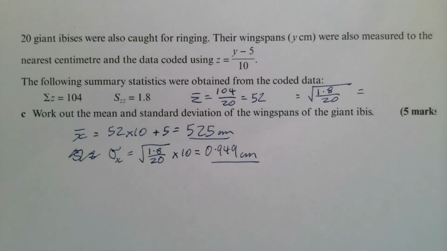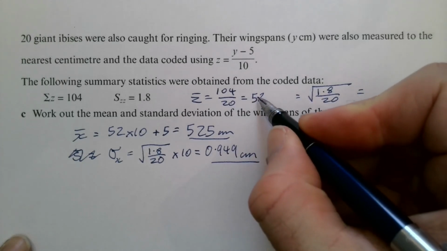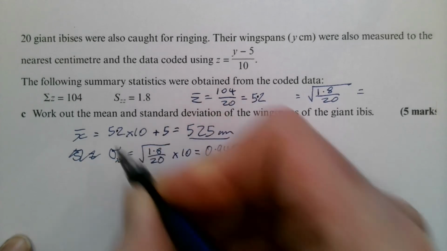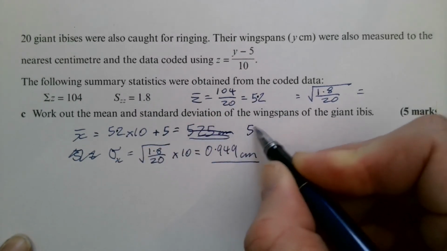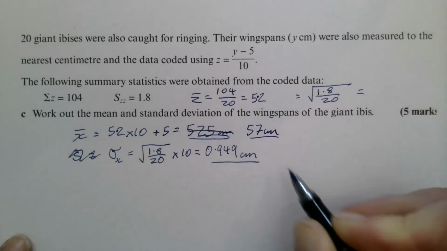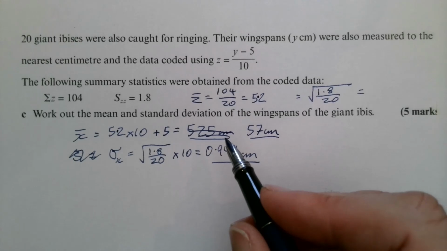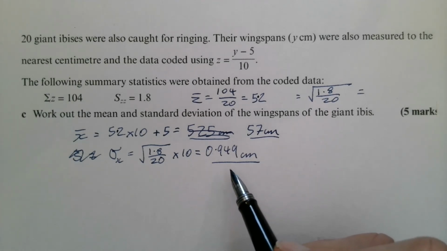And I've just checked my answers and I've made a couple of whoppers here, I'm afraid, folks. So 104 divided by 20, I'm sure some of you realise that should have been 5.2. If I did 5.2 times 10, that would be 52 plus 5, actually makes 57 centimetres. And tell you what, a giant ibis, they're big birds, but that would be some giant if they had wingspans of over 5 meters, wouldn't it? That's quite something. Anyway, sorry about that.